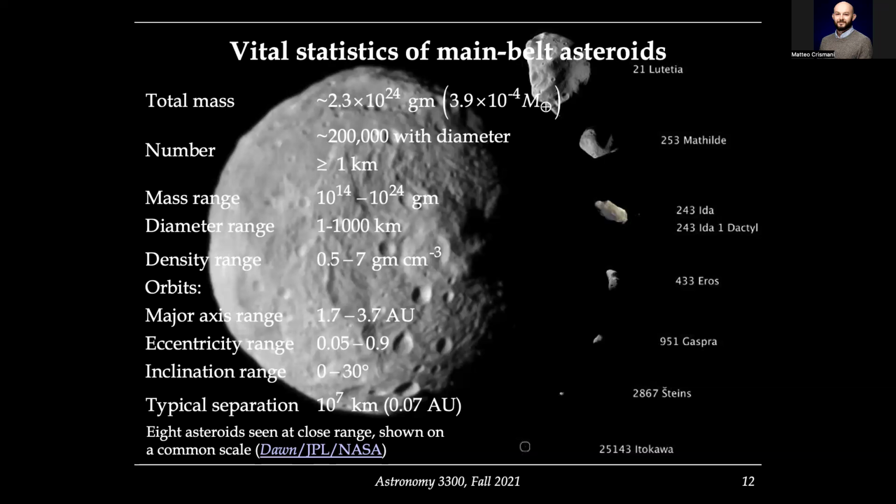Densities can be very big. What is 7 grams per cubic centimeter going to get? Metallic. What is 0.5? Icy, or even less, right? How do you get less dense than ice? What can you possibly be made of? You're a rock, right?